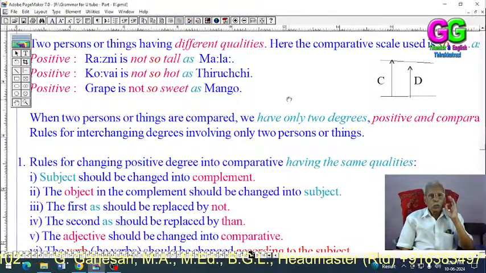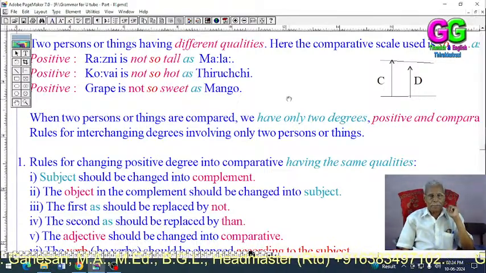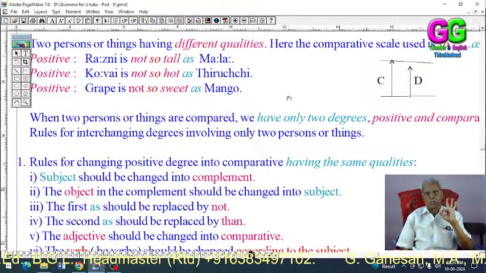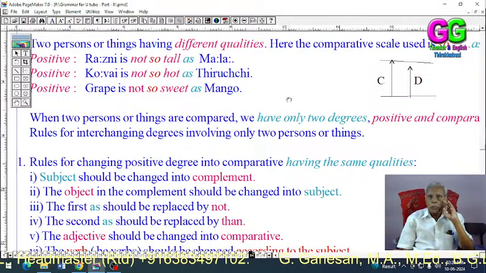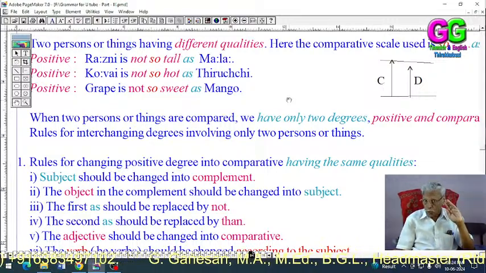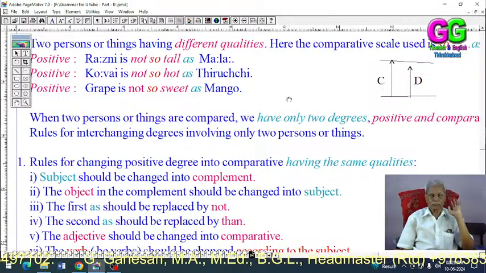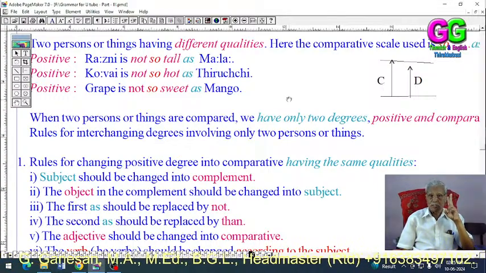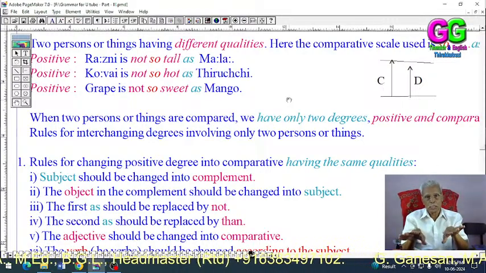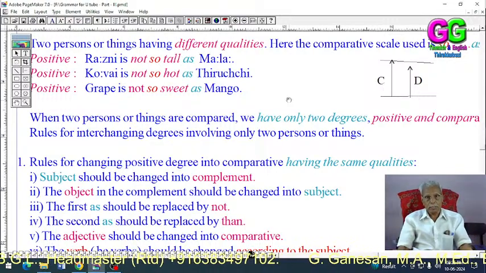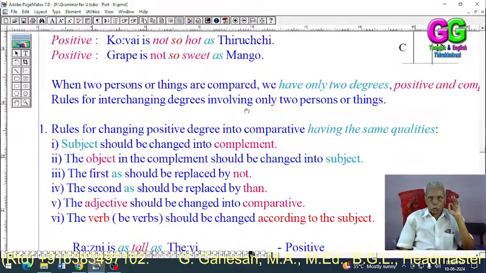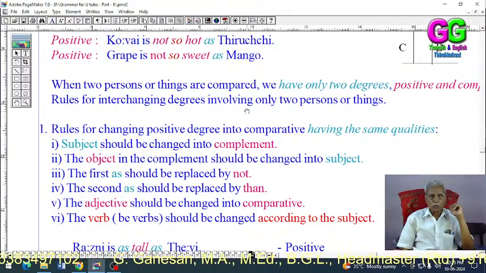Then, when two things or persons are compared, there are only 2 degrees because we are comparing only two things. So here only 2 degrees you can use. The 2 degrees are positive degree and comparative degree. When two persons or things are compared, 2 degrees are used, known as positive and comparative degrees. Okay, now let us see the rules.